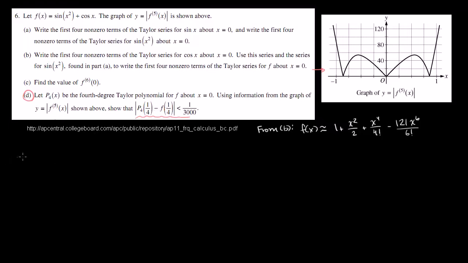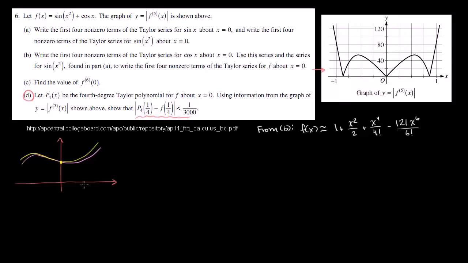So let me draw a little graph here just so we can visualize it a little better. If this is our y-axis, and this is our x-axis, and our function looks something like this. Our fourth degree polynomial is centered at 0, and so it'll be equal to the function at 0. And then it'll become probably a worse approximation as we get further and further away from 0. And what they're saying is, let's bound how bad of an approximation that is when x is equal to 1/4.